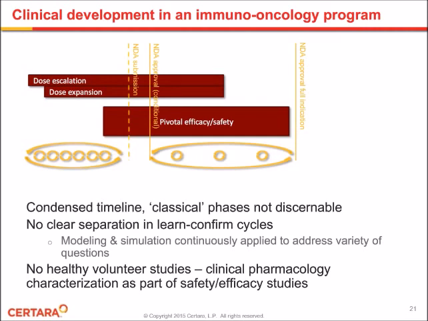started. This means that the timelines are very condensed, and the classical phases that we are familiar with are not discernible here. And as a result, there's no clear separation in different learn-confirm cycles, which essentially means that as a pharmacometrician, you should be on board with the team on a constant basis and continuously be there to apply modeling and simulation to address a variety of questions. Also, no healthy volunteer study, so the characterization of clin pharm characteristics really should be done as part of these efficacy and safety studies.